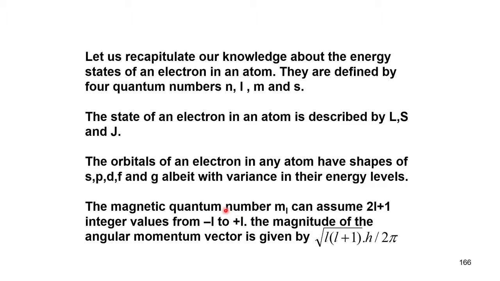The magnetic quantum number m can assume 2L plus 1 integer values. They range from minus L to plus L, and the magnitude of the angular momentum vector is given by square root of L into L plus 1 into h by 2 pi. This I have already taught you earlier.